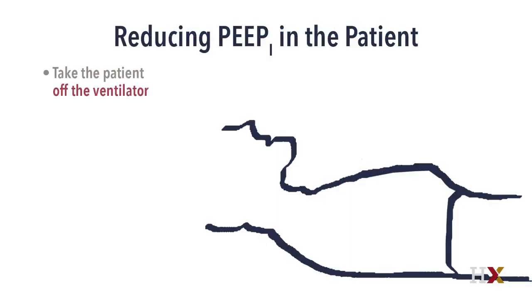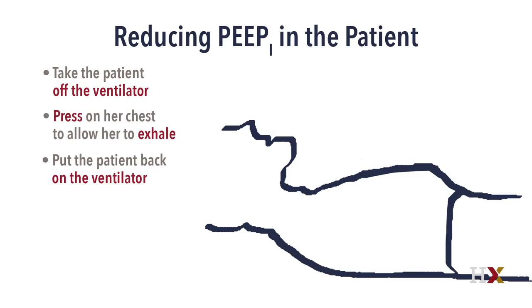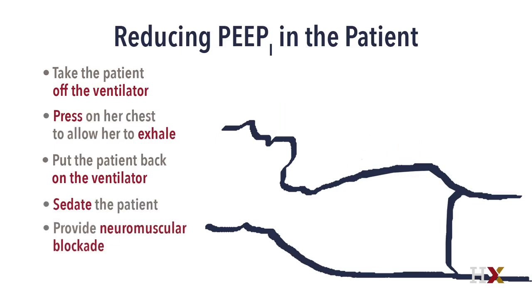In this scenario, we took the patient off of the ventilator, pressed on her chest, and allowed her to exhale. We then put the patient back on the ventilator, sedated her very heavily, provided neuromuscular blockade, and placed her on a very low respiratory rate, far lower than the 24 in which she had been set. With these maneuvers, we were able to settle the patient out and get her to a good place.